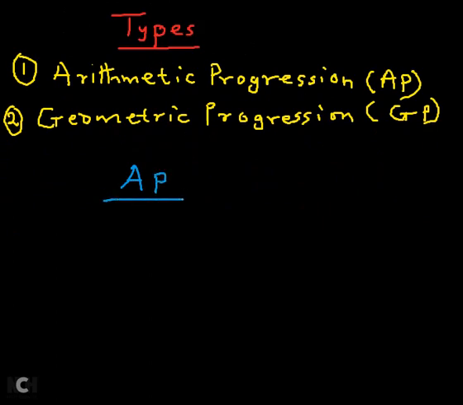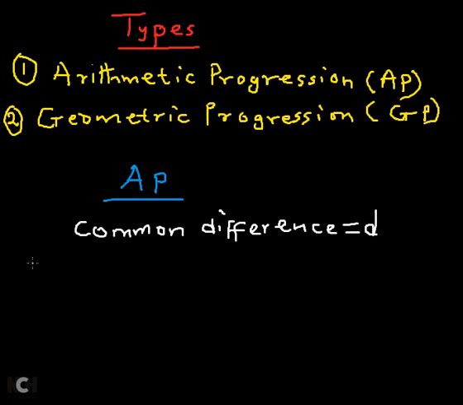Now, an AP, an arithmetic progression, is a sequence in which two consecutive terms have what is known as a common difference, please pardon me. Two consecutive terms in that particular sequence will always differ by a common difference. And we use the letter D to represent the common difference.